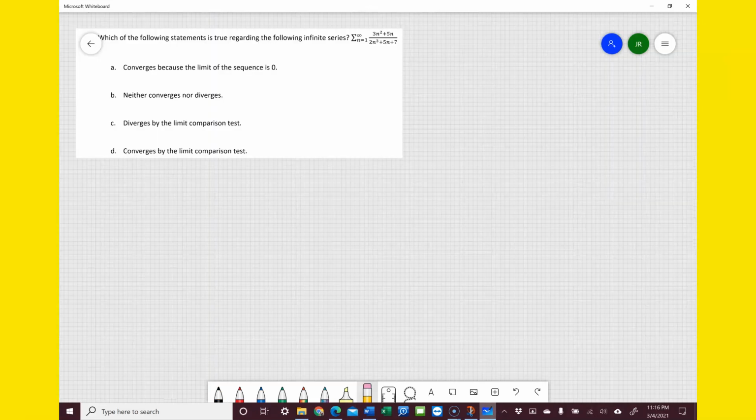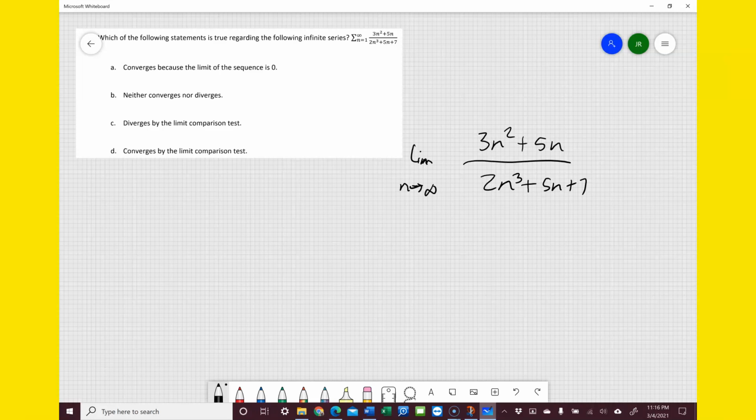All right, number 11. Which of the following statements is true regarding the following infinite series? We have the series 3n squared plus 5n over 2n cubed plus 5n plus 7. If we do the limit of this thing as n goes to infinity, those terms don't matter anymore, and if we have a higher exponent on the bottom, it goes to 0.